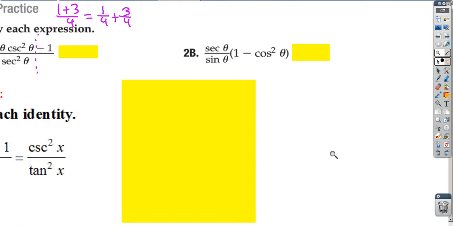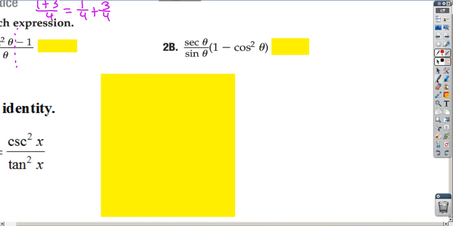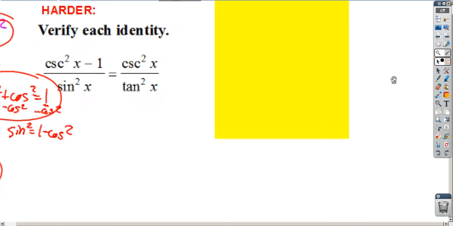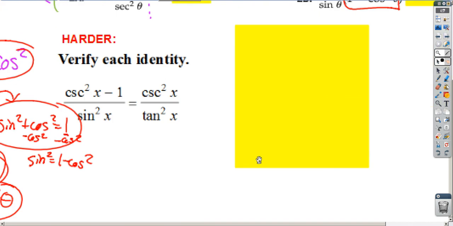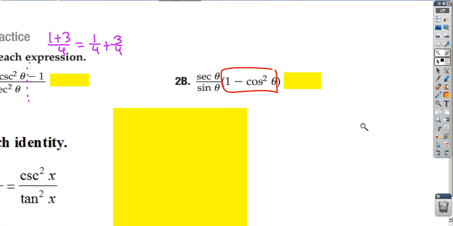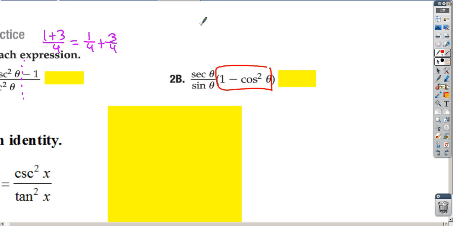Alright, let's look at this one right here. So this again looks like a mess. Well, conveniently enough, we just found out what this is in the last problem. Let me go back for a sec. 1 minus cos squared, that equals sine squared. So if you recognize that from the start, we might as well change it right away. If you don't recognize that, you can still get it right, but that will save us some time.